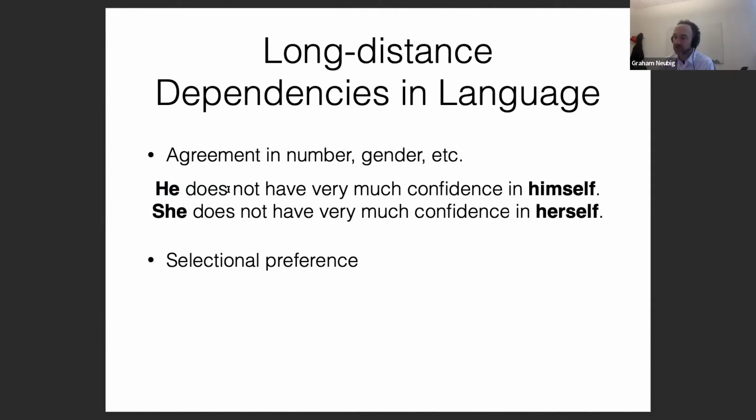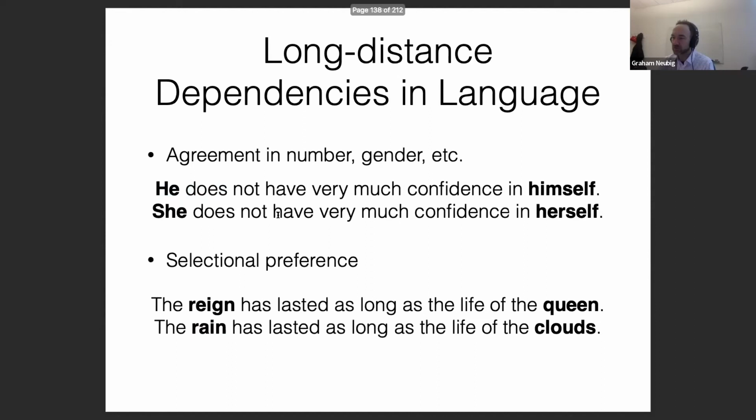These are syntactic characteristics that we need to be able to handle. And there's also semantic characteristics. For example, we need to have semantic congruency between rain and queen and rain and clouds here. They're just things that make sense semantically and don't make sense semantically based on our knowledge of the world. And we also need to handle these as well.